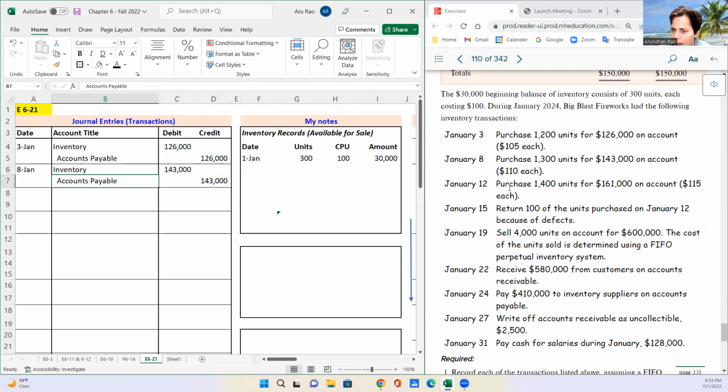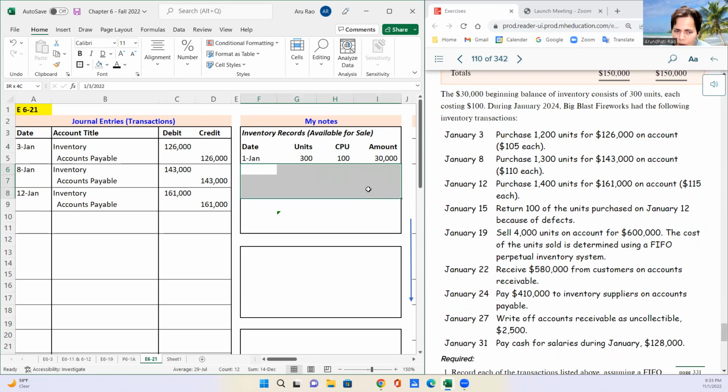On the 12th, I have yet another purchase, 1,400 units at 115 each. 1,400 times 115 will give me 161,000. Again, this journal entry looks very similar to the previous one, except for the dollar amounts, obviously. Let me go ahead and put this information over here as well.